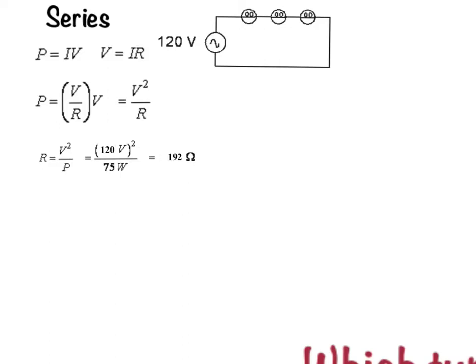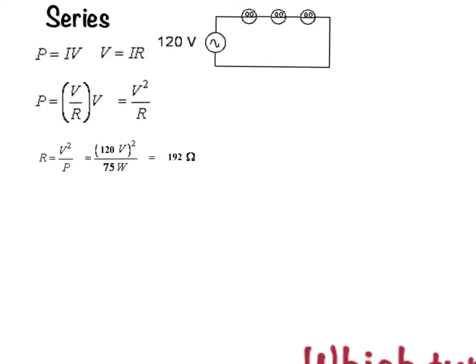Now if we had just a single bulb and we plug it into this circuit with 120 volts, we would get 75 watts of power out of that bulb. It would dissipate 75 watts of power. But we've got three bulbs, and we hook them up in series. Let's see if that changes.